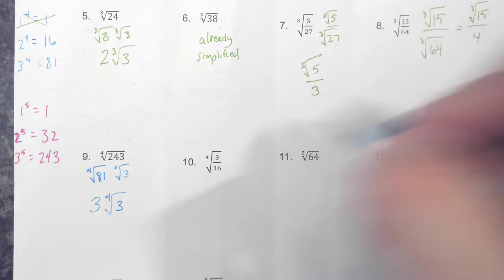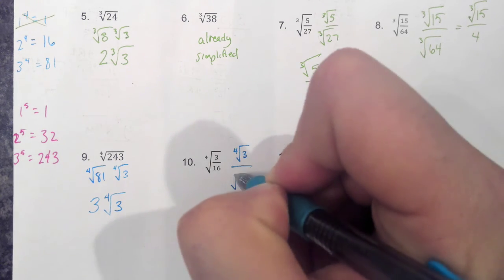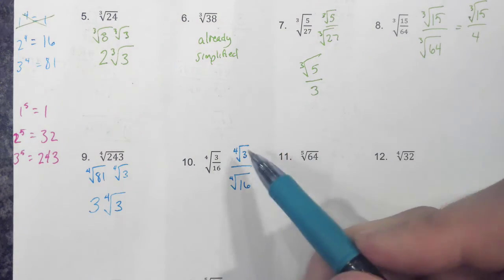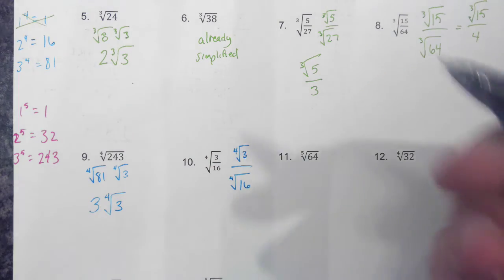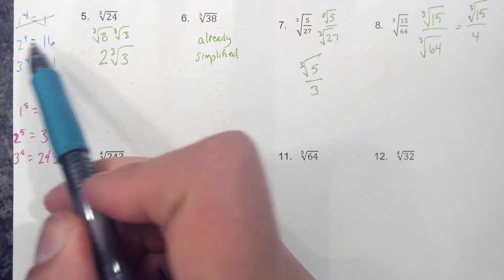Number 10, separated into the 2 pieces, the 4th root of 3 over the 4th root of 16. On top, 3 is too small. It's going to stay that way, 4th root of 3. On bottom, 16 is a perfect 4th. It is 2.